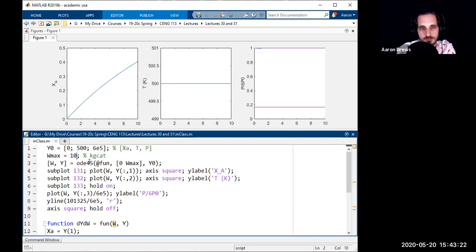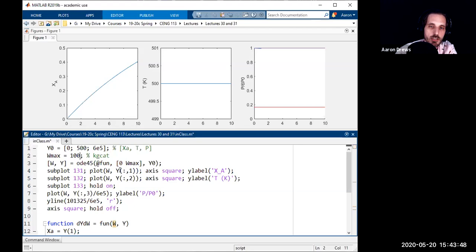I'm really curious why my plot is doing that. I called my hold on right there, and we'll come back to it. I'm eventually going to have to clear this because I'm not sure exactly why that thing keeps plotting on the same one. I can increase it again and go out to maybe 100 kilograms of catalyst.